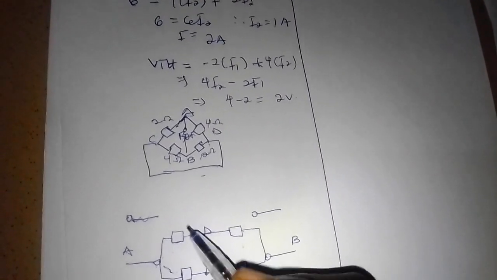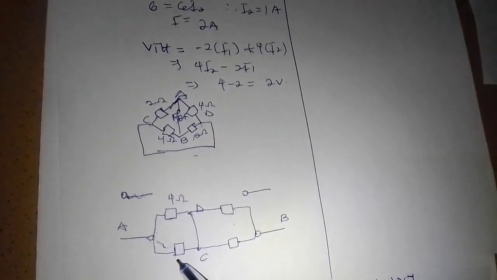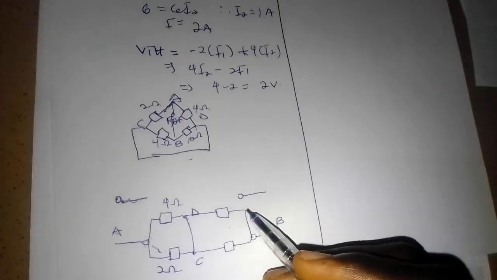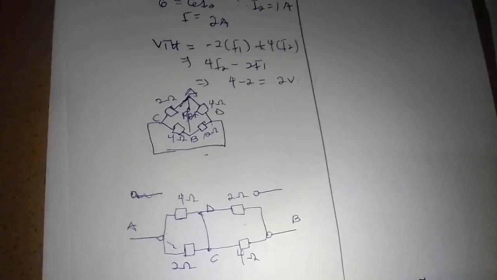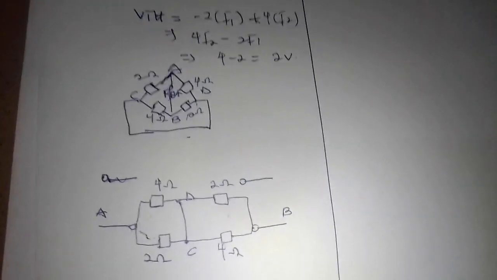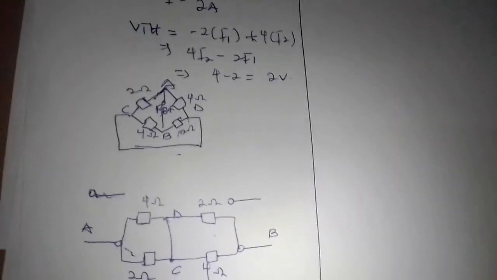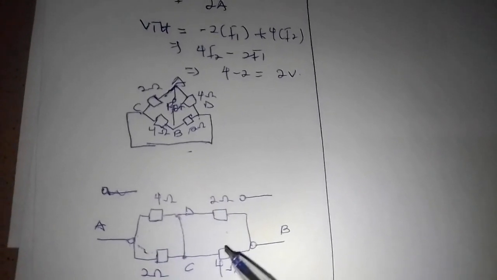From A to D we have 4 ohm. From A to C we have 2 ohm. From D to B we have 2 ohm. Then from C to B we have 4 ohm. So at this point I move straight to finding the value for the effective resistance here. So how do I get it?